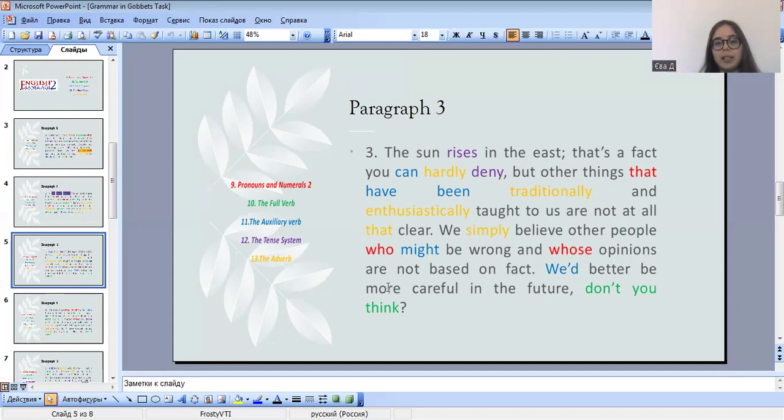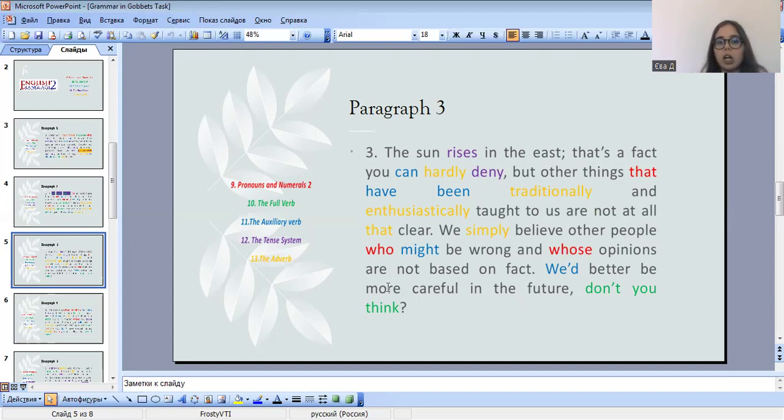It indicates a sense of uncertainty about their beliefs. Also, we can see the perfect aspect in the sentence: have been taught. Yes, other things that have been traditionally taught to us, we have been taught.